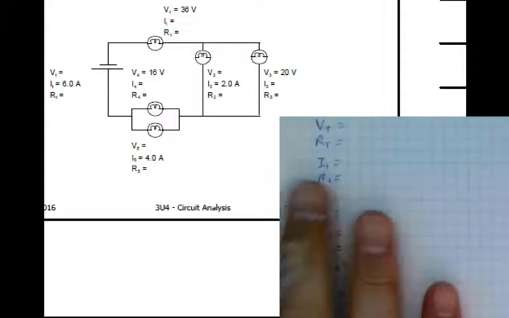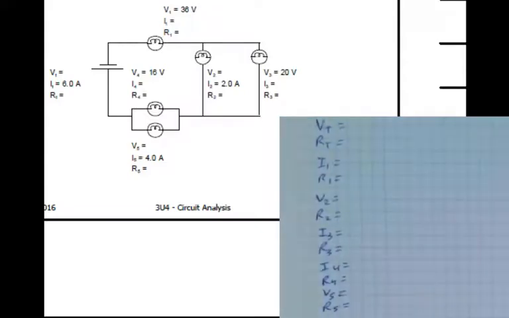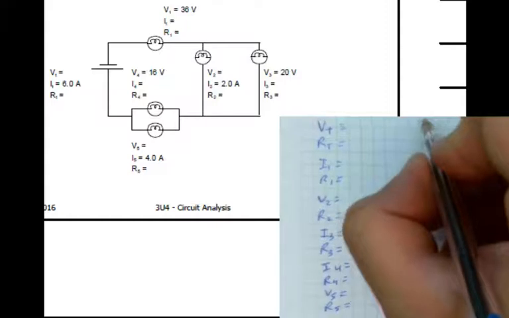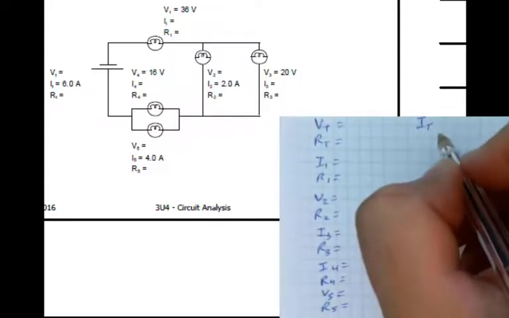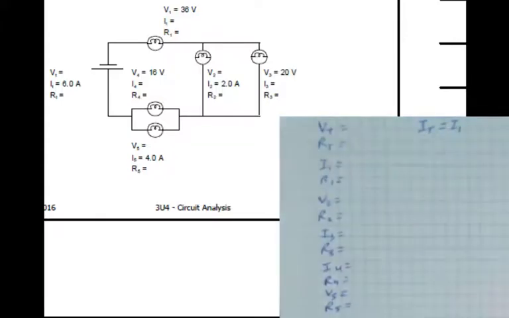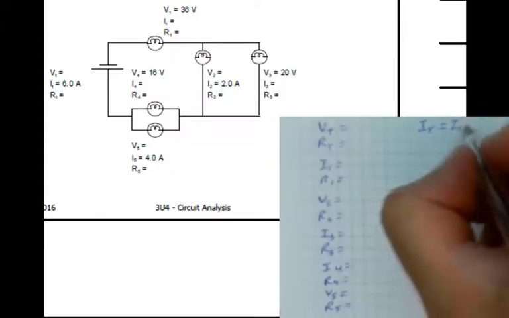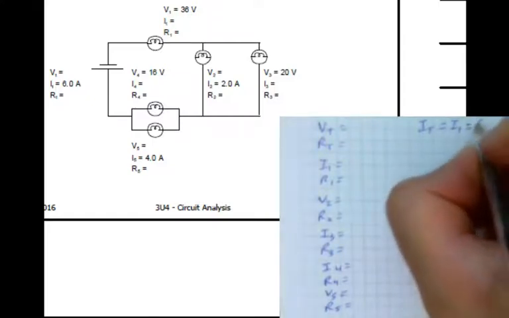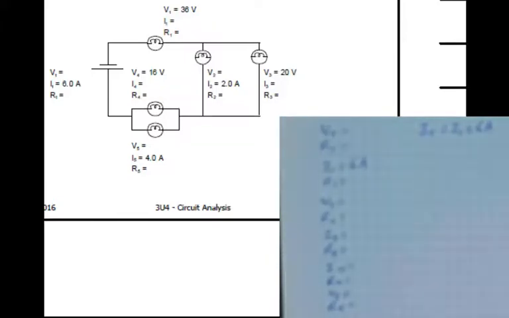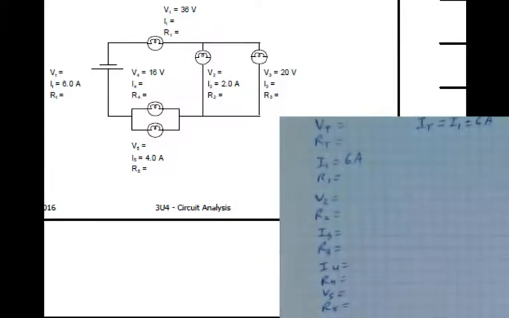Just a second here, let's get it to zoom in. Okay. So what I have to do now is I know my current total. Let's see if I can use what I know from that current total to start here. So IT is 6, and it would be equal to the current in I1 because they're both part of the same branch. So we can start by saying I1 is 6 amps. That's our first step because they're part of the same branch.